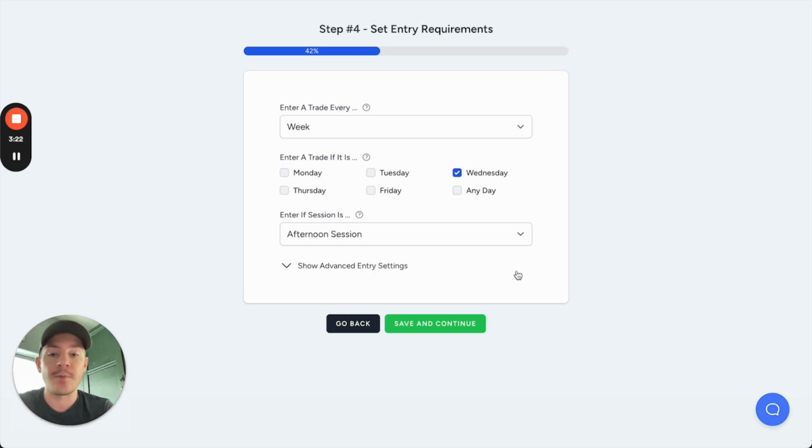Now we need to tell it when we want to enter. So week means we're going to enter once a week on Wednesday. That's how it's currently set up. We're going to enter once a week on Wednesday. Again, if you want to enter every day or multiple times a week, you can set that up here.